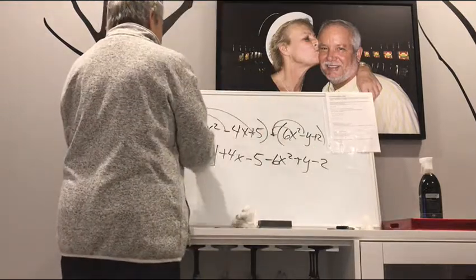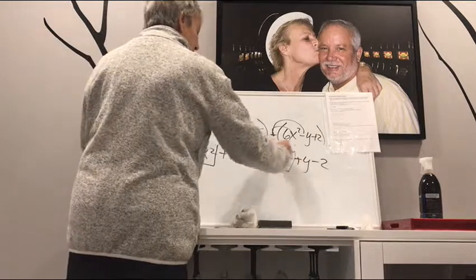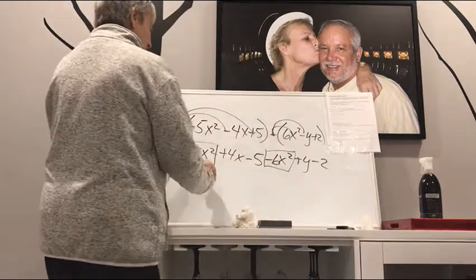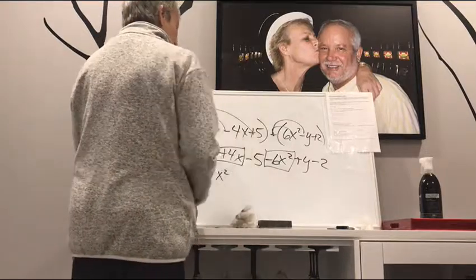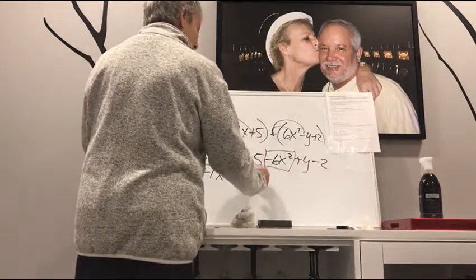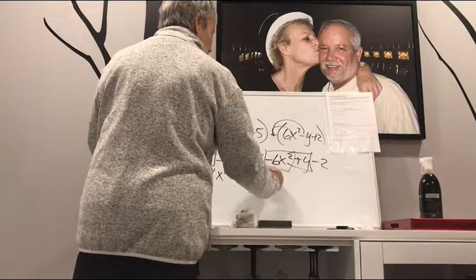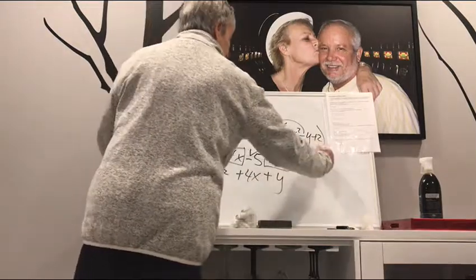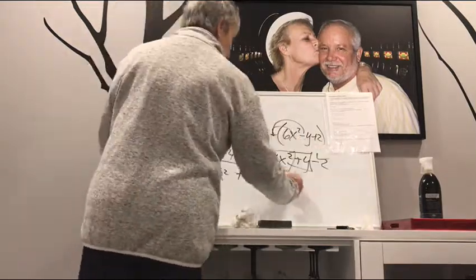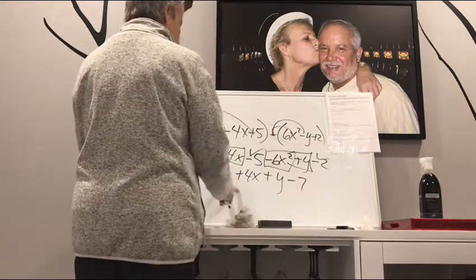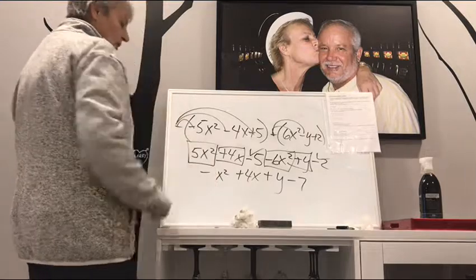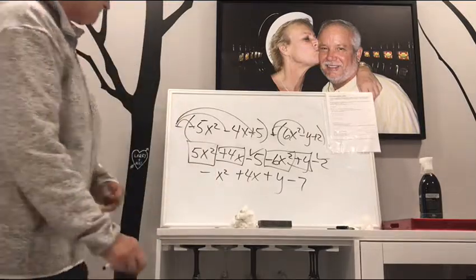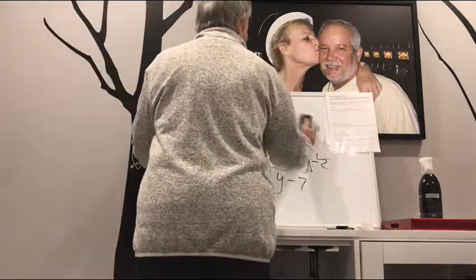Like terms, we have a 5x squared and a negative 6x squared. That is negative 1x squared. Then we have plus 4x plus y, negative 5, negative 2, negative 7. These are not like terms, so we are completely done, except you really don't need that negative 1. You know I like for you to drop it. What are we going to use this for?